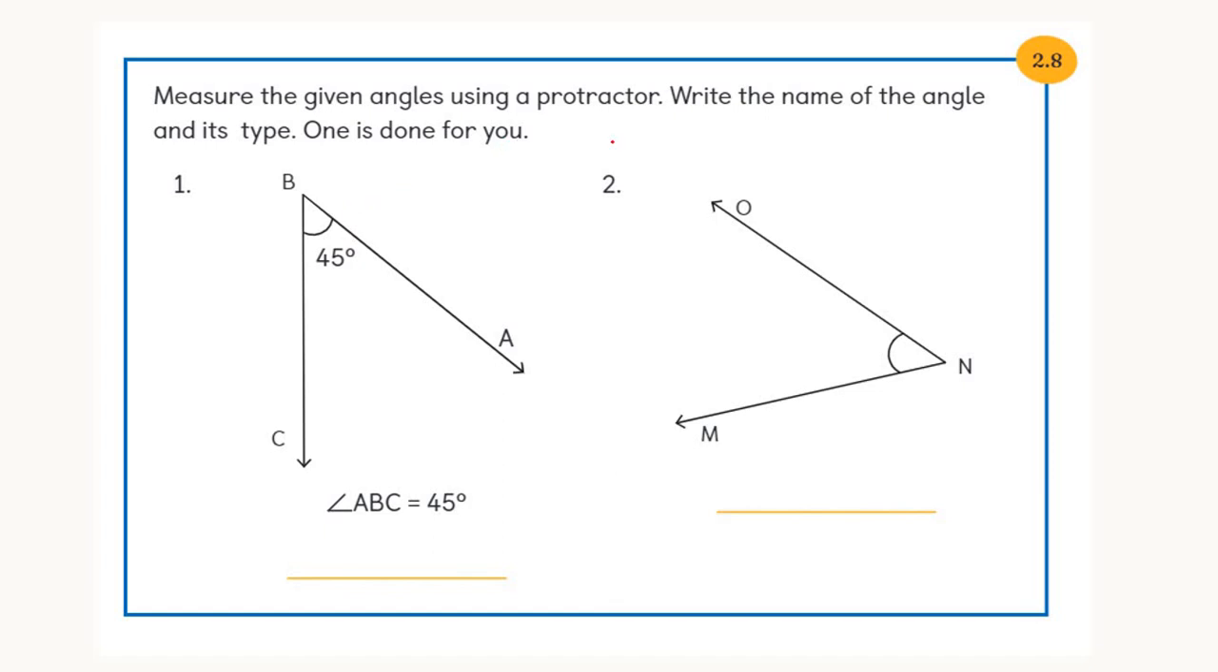Measure the given angles using a protractor. Write the name of the angle and its type. One is done for you. Already one is done for you and the remaining angles you have to name. You have to write the name of the angle and its type also. You will do this? Yes, use the protractor and write the names of the angles and their types.